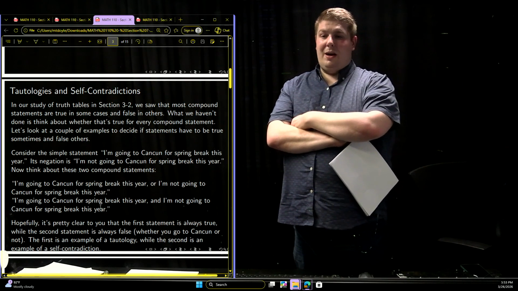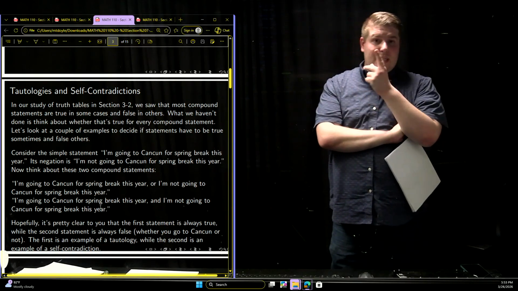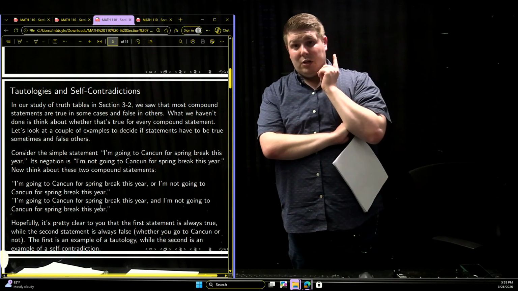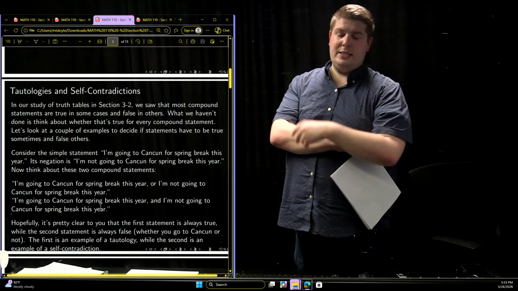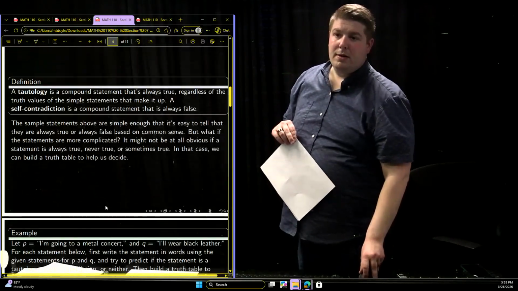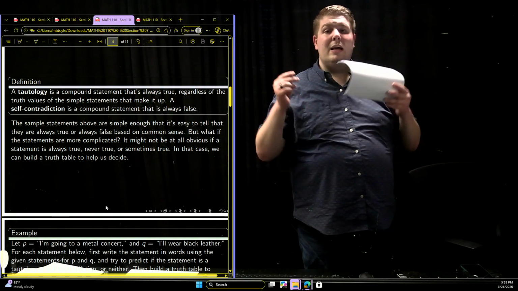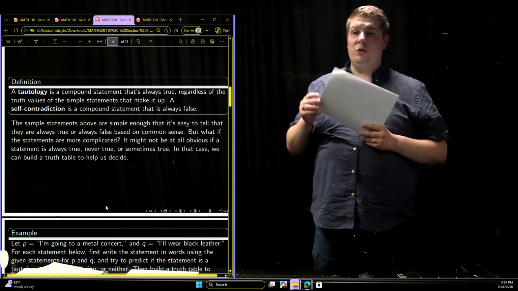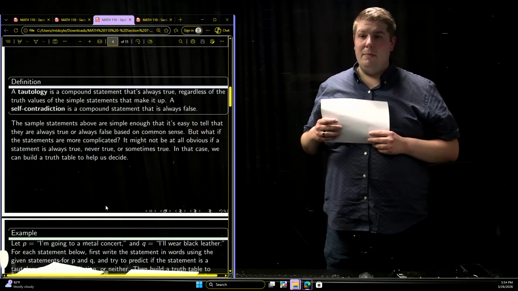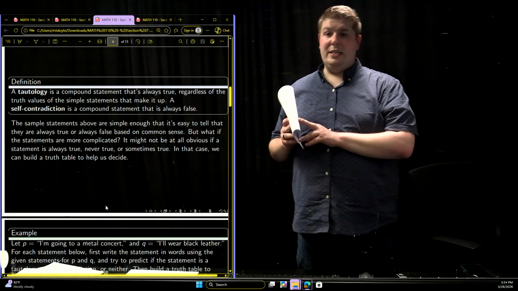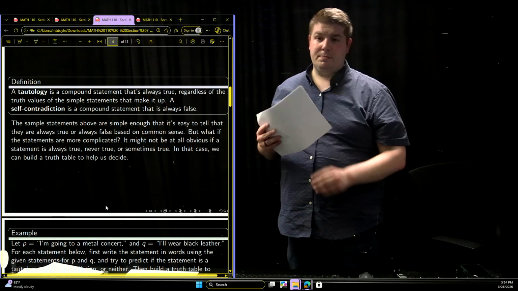Whether you go to Cancun or not. So the first is an example of a tautology, a statement that's always true. The second is a self-contradiction. Okay? So here's our definition. A tautology is a compound statement that is always true regardless of the truth values of the simple statements that make it up. A self-contradiction is a compound statement that is always false.